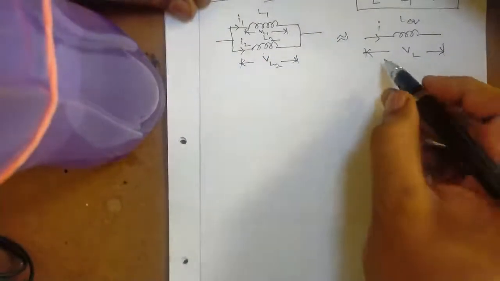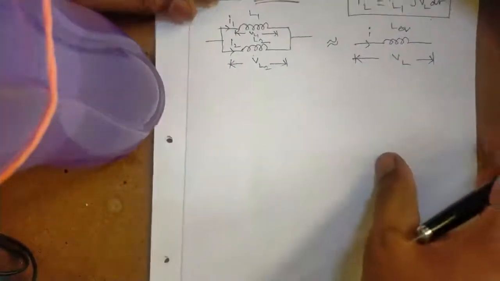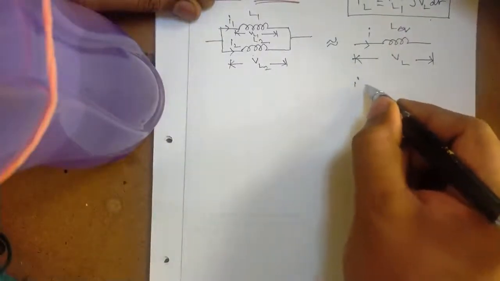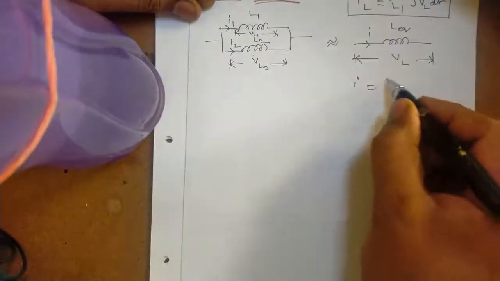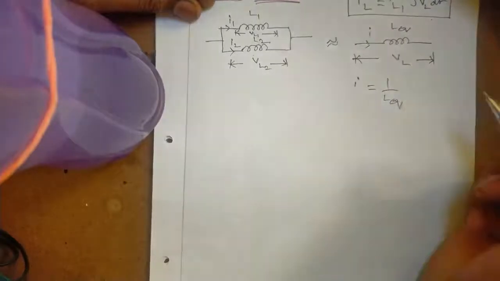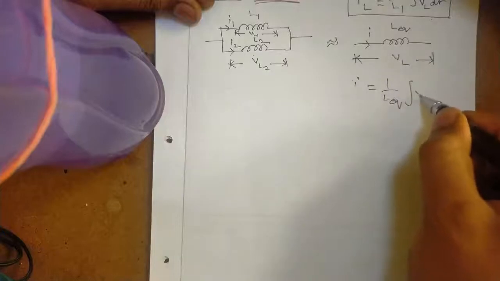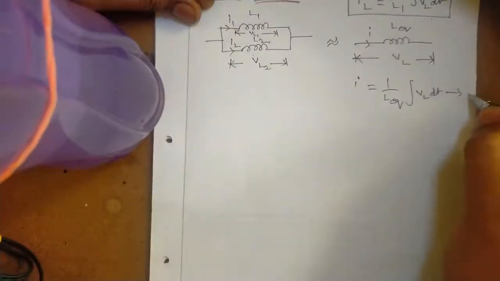See here, next the current passing through this equivalent value of inductance, that is I, is equal to 1 by L equivalent integral of the voltage across this, that is VL dt. Let this be expression 1.